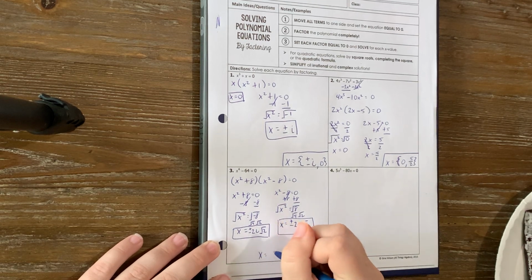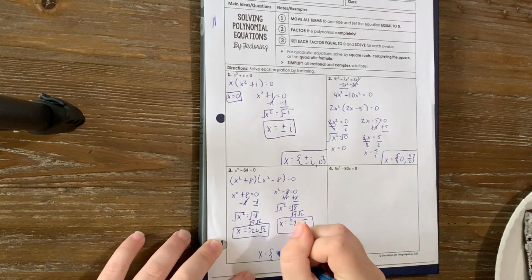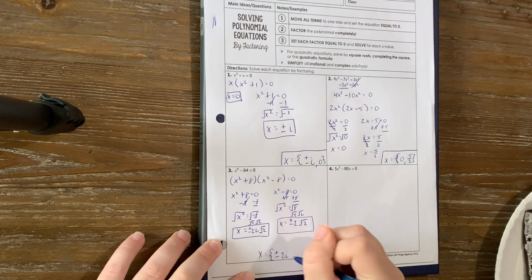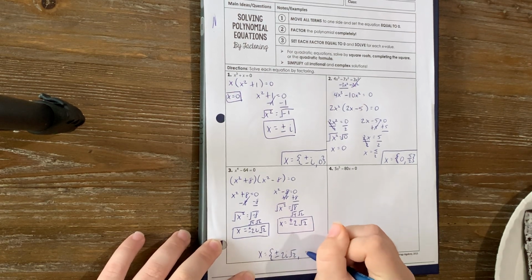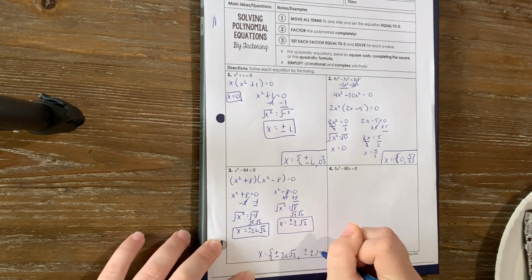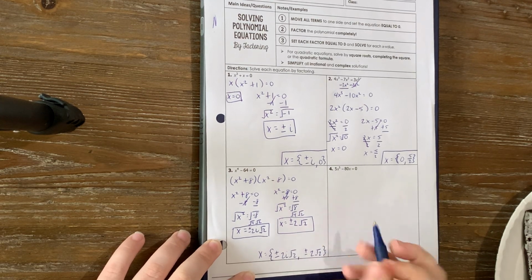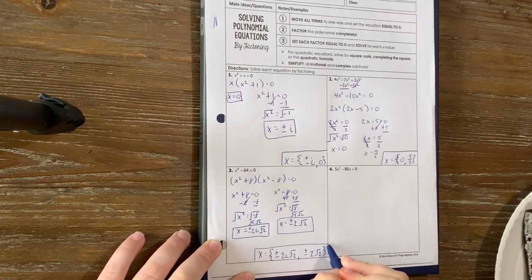So our solution set is plus or minus 2i square root of 2 and plus or minus 2 square root of 2. And that's our answer.